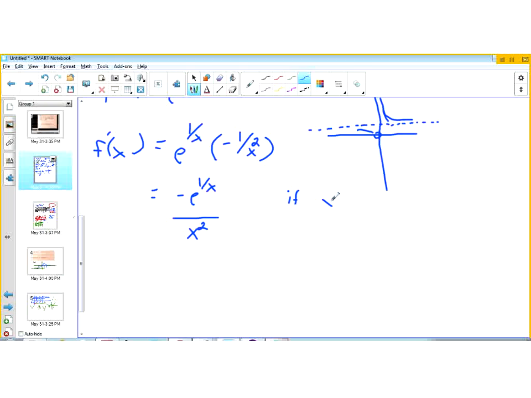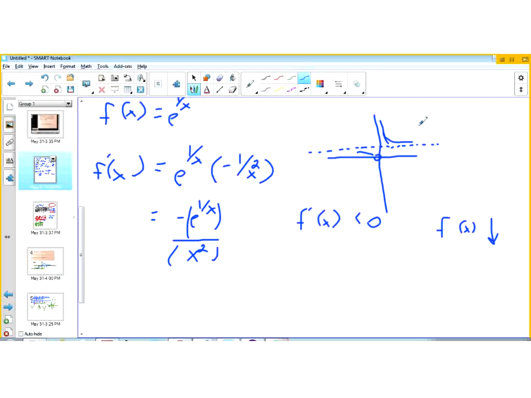Wait a minute. This means that the function is always a decreasing function, right? Because the numerator, this term right here, is always greater than 0, and this term is always greater than 0. So a negative of a positive number is negative. So that means that f prime of x is always less than 0. So the function is always decreasing. So f of x is a constantly decreasing function.